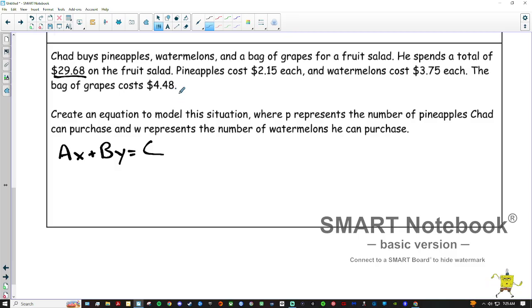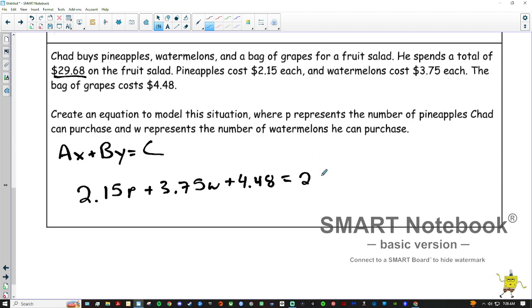Okay, so we're going to make sure we use P for pineapples, and we use W for watermelons. So I have $2.15 for my watermelons, plus $3.75. Oh, sorry. This should be for my pineapples, P. Plus $3.75 for my watermelons. We also have our grapes, which are just $4.48, equals my total, $29.68. And we're done. Okay, next problem.